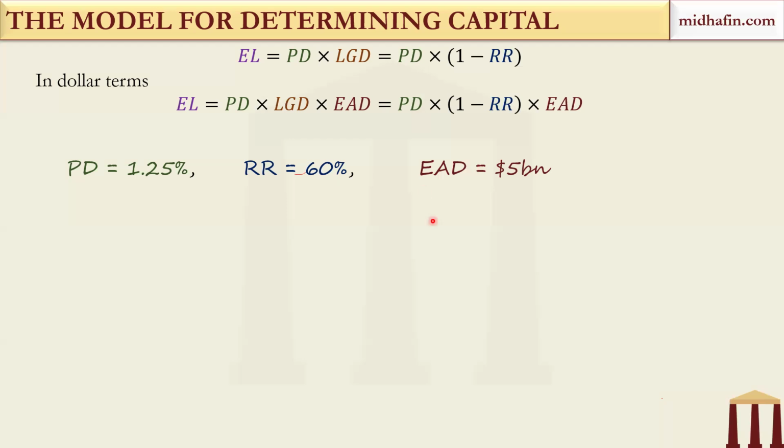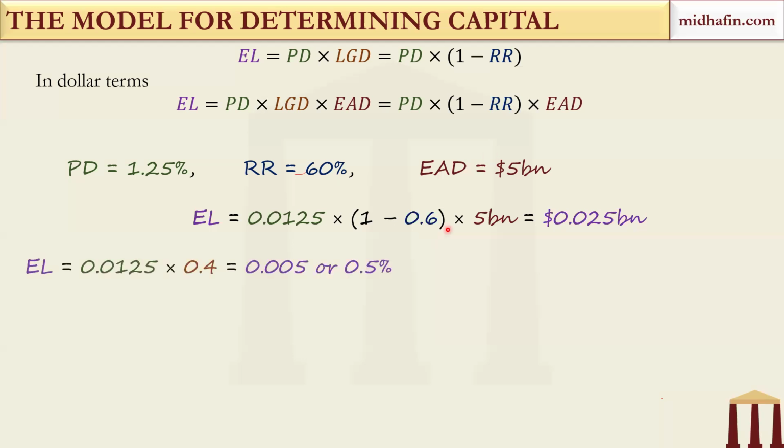So yeah, you have got $25 million. Okay, perfect. So it's 25 million, or you can say 0.025 billion dollars. What about percentage terms? If I ask you in percentage terms, what is expected loss? What will you say? What is expected loss in percentage terms? Okay, correct. 0.5%.